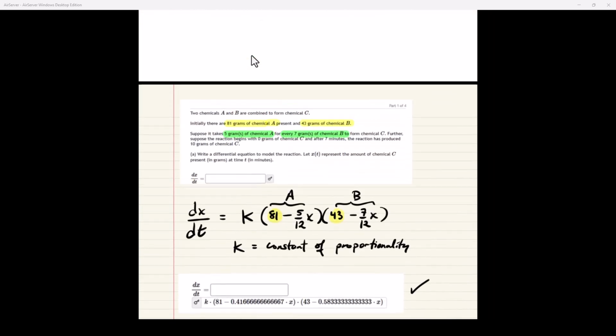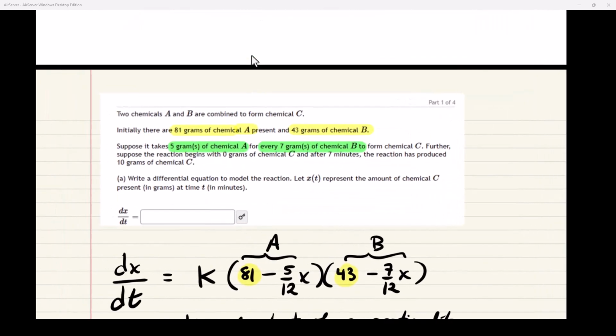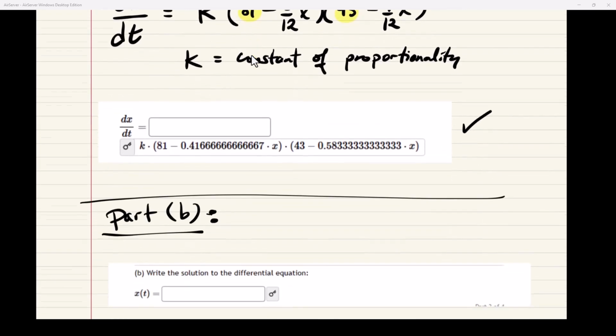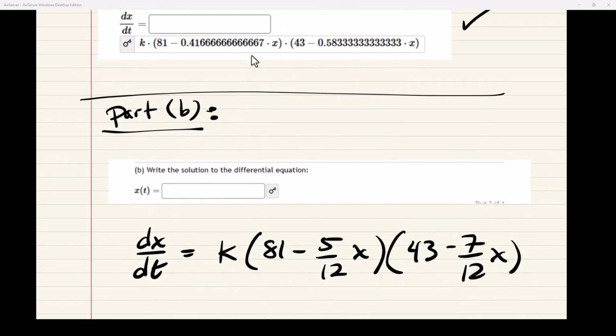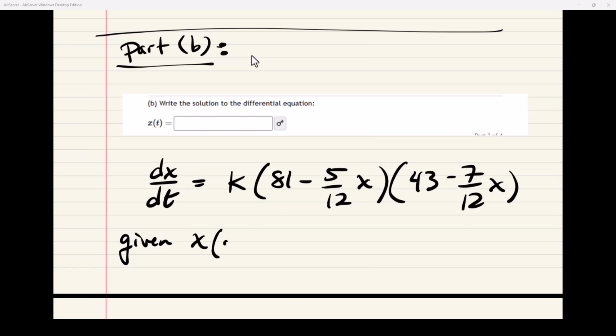So let's look back at the original question. There is more information given here. It begins with 0 grams of chemical C, and after 7 minutes we have 10 grams. So we have initial conditions. Let's include that now. x at time 0 is 0, and x at time 7 is equal to 10. That's 10 grams at 7 minutes, and 0 grams initially for chemical C.